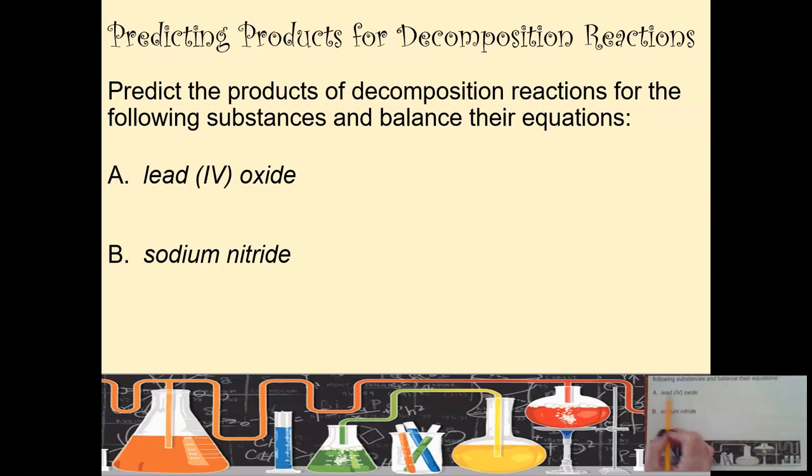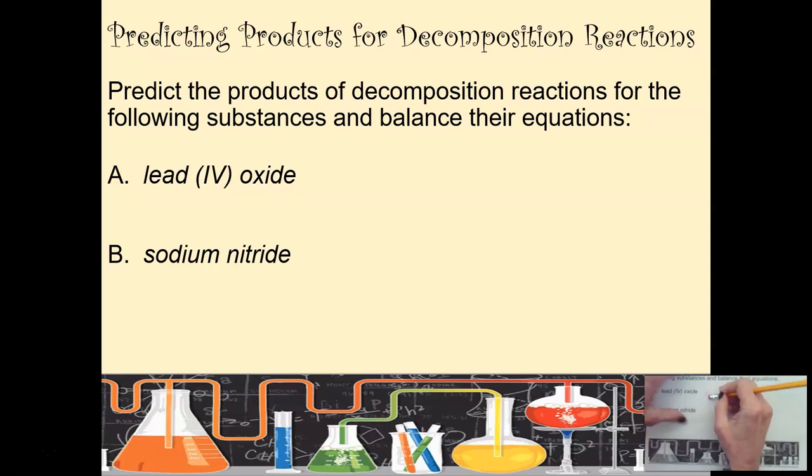Okay, we're going to break this down. When you have a decomposition reaction, all you're going to have is a single reactant. There's no plus, nothing, just that single reactant. So let's write the formula for lead 4 oxide. Lead is Pb, and the 4 means it has a +4 oxidation number. Oxygen is always -2. When you crisscross those and use them as subscripts, you get Pb2O4, which reduces. Both of these can be divided by 2, so the correct formula for lead 4 oxide is actually PbO2.